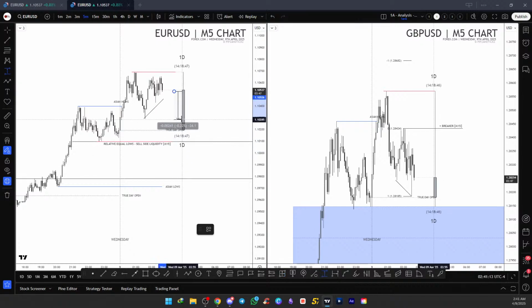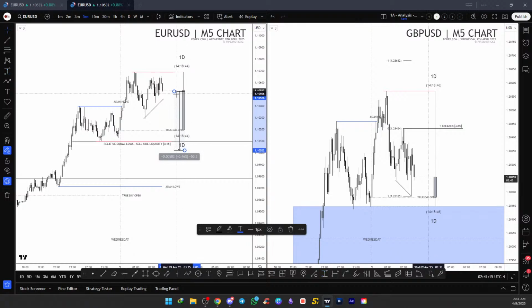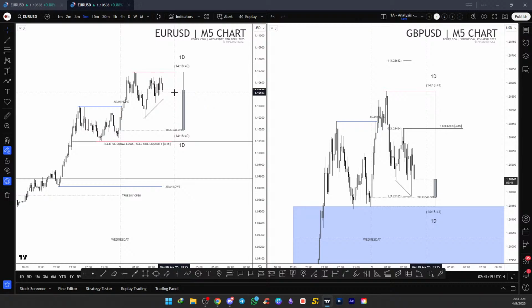So let's assume that I take an entry here. So this is 50 pips, well within 50 pips, right? So this is the trade that I am looking to pull out. So let's see.